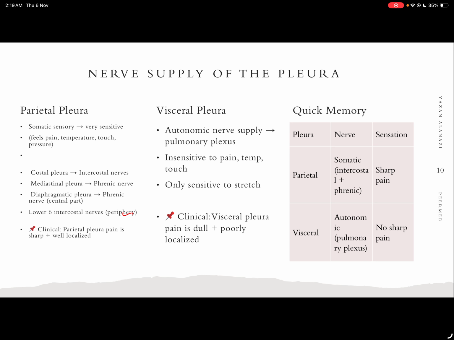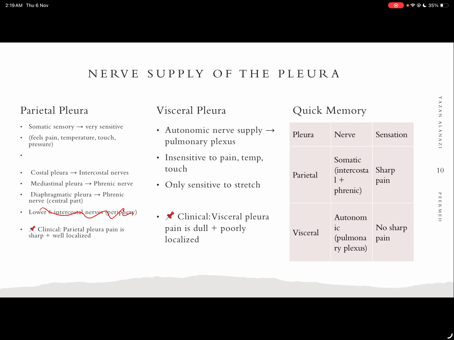Okay, and this one is not important. Why is it clinically important? Because parietal pleura pain is very sharp and well localized, so we can feel it through the somatic sensory supply. Okay, it's a very recall-type slide. You can just stay on it and keep repeating it.